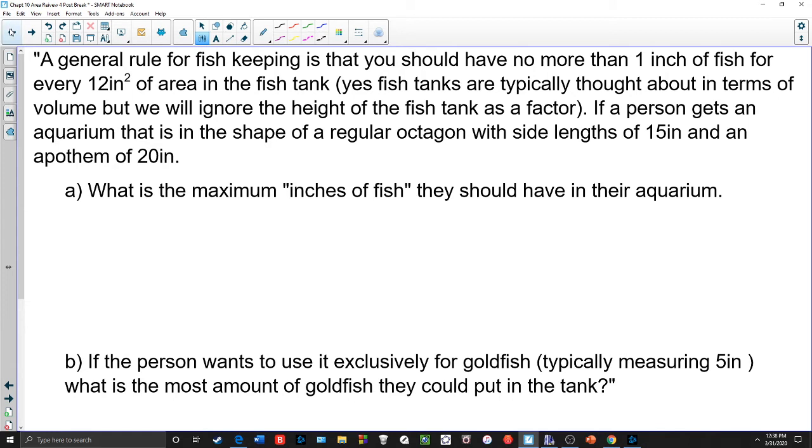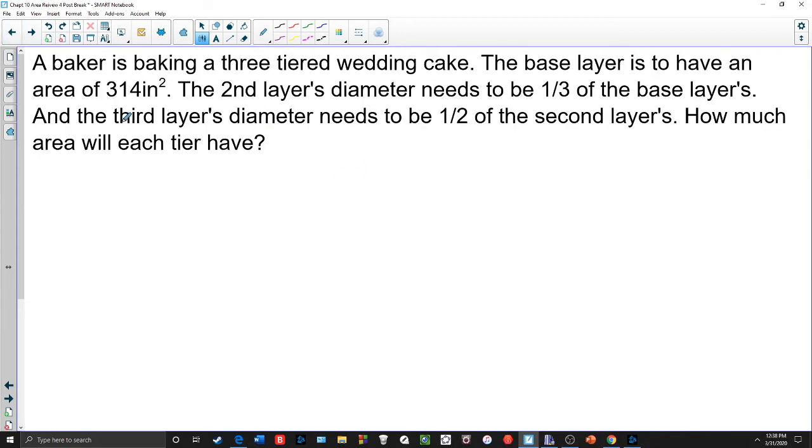Here we're looking at baking. Sorry, I skipped one there. We're making a 3-tiered wedding cake. Wedding cakes are usually in circles. You have a circle on the bottom, that's your base layer. Then you have a smaller one on top, that's your second layer, and then a smaller one on top of that is your third layer. That's usually how it ends up going. So the base layer, the bottom layer, that area is supposed to be 314 square inches.